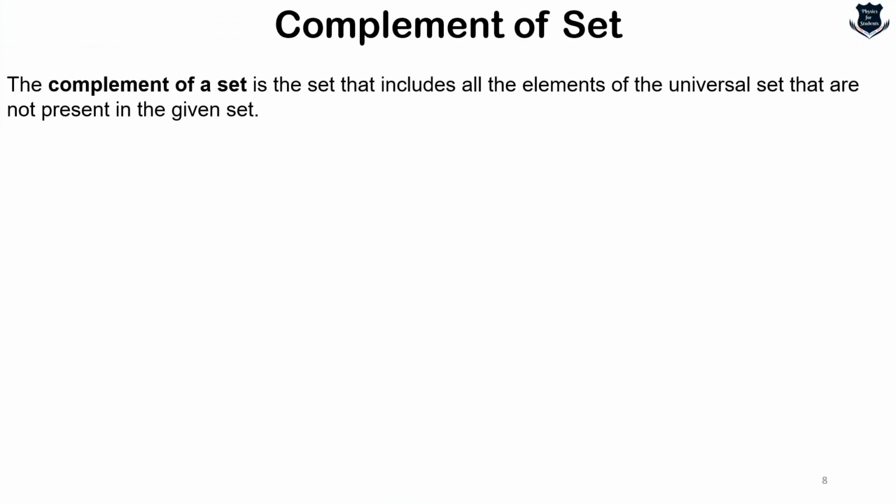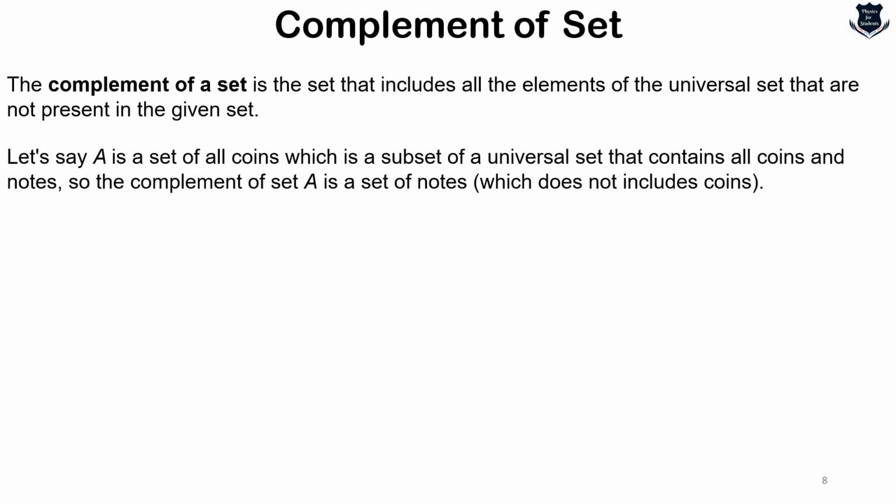So the complement of a set is basically the set that includes all the elements of the universal set that are not present in the given set. Let me give you a quick example. Let us say A is a set of all coins, which is a subset of a universal set that contains all the coins and notes. So if A is a set of coins, and there is another universal set that contains all coins and notes and others, then the complement of set A is a set of notes. Obviously, why? Because it does not include coins.